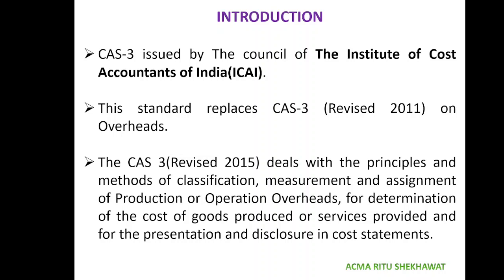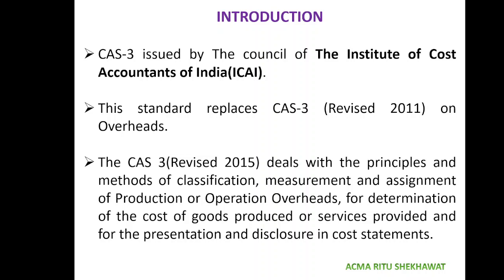Fine. In this CAS 3, production and operation overhead, we are going to cover four major areas. First, the meaning of production and operation overhead. Second, measurement: how to measure cost, which cost should be included. Third, assignment: how we allocate our overhead and how we charge it to our product. And fourth, last but not least, disclosure. What kind of disclosure should be made relating to the cost?